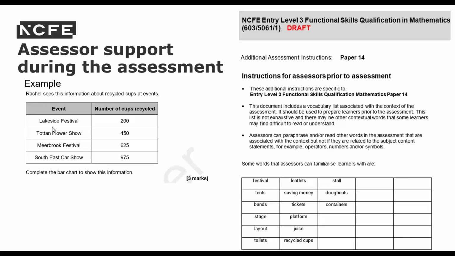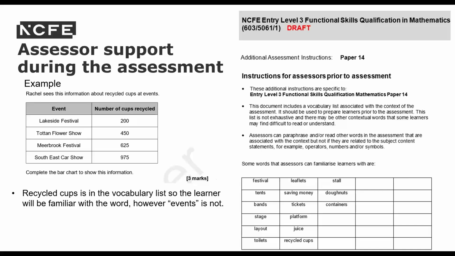So I've given an example here. In this question from paper 14, from entry level 3, the question says, Rachel sees this information about recycled cups at events. So we've got the different events, number of cups recycled. Complete the bar chart to show this information. There's 3 marks available. So appropriate assessor support would be, now we've already looked at recycled cups, it's in the vocabulary list, so we should have an understanding of that.